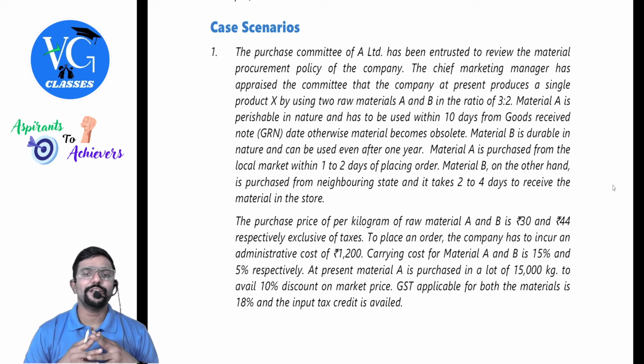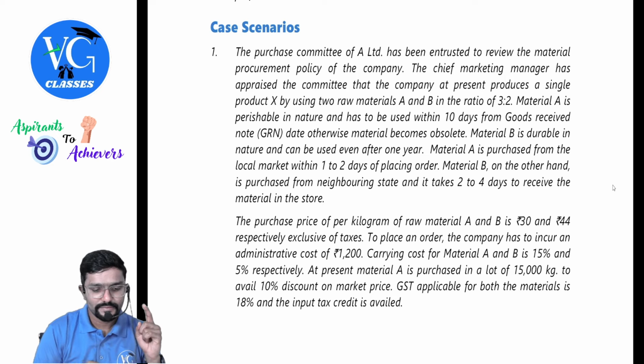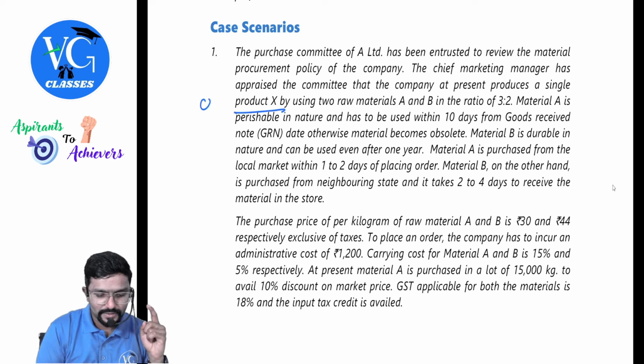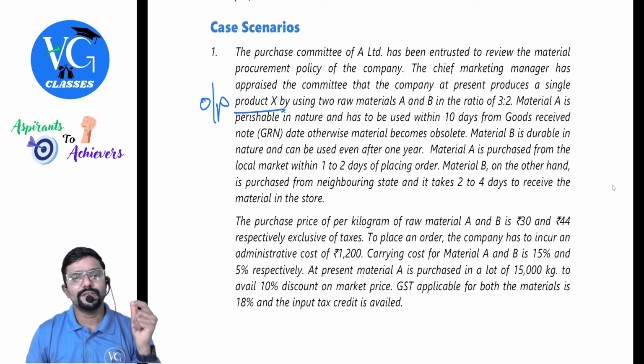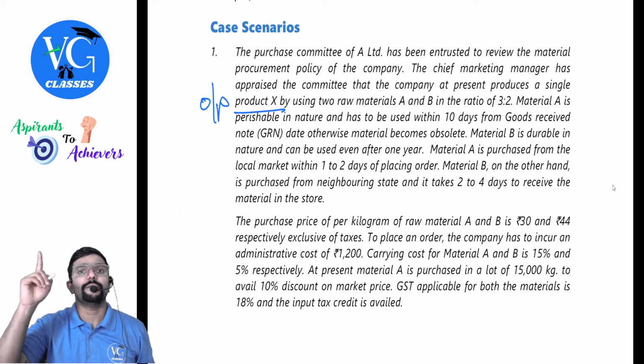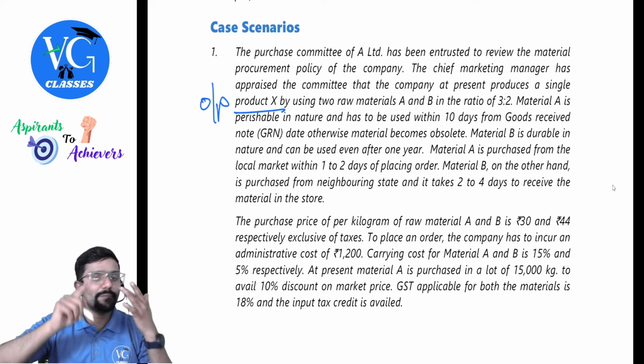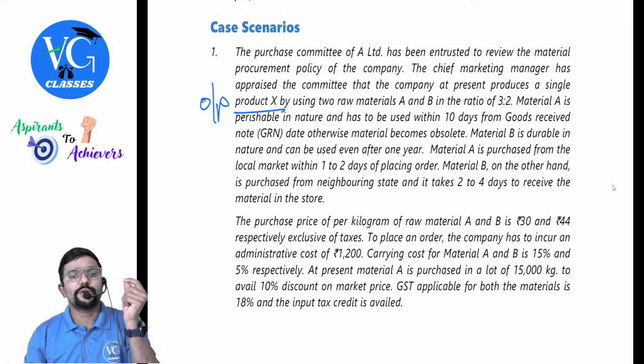The purchase committee of A Limited has been entrusted to review the material procurement policy of the company. The chief marketing manager has apprised the committee that the company at present produces a single product X. Output is X, correct? Output is X by using two raw materials A and B in the ratio of 3:2. Output is produced by using two raw materials, guys.